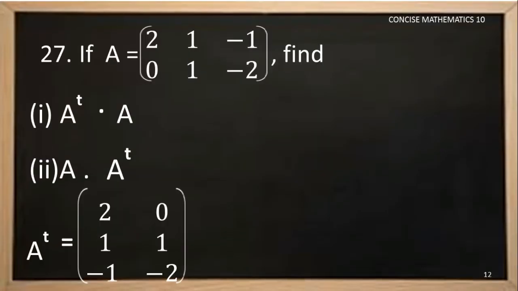Question number 27. If A is equal to the given matrix, of the order 2 by 3, 2 rows and 3 columns, find A transpose into A, and as the second sub-question, A into A transpose, where A to the power of T is nothing but the transpose of matrix A.